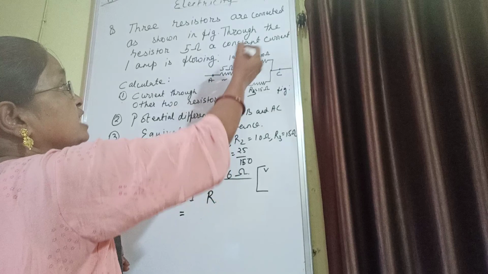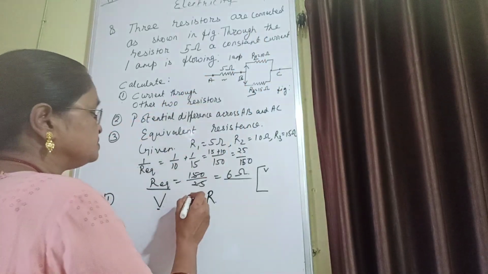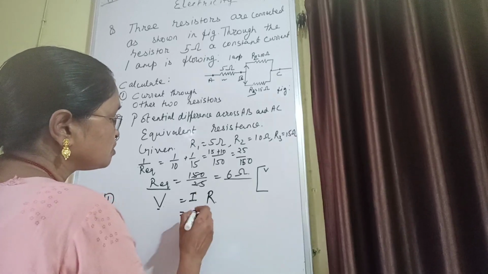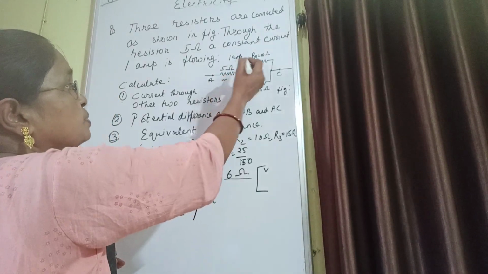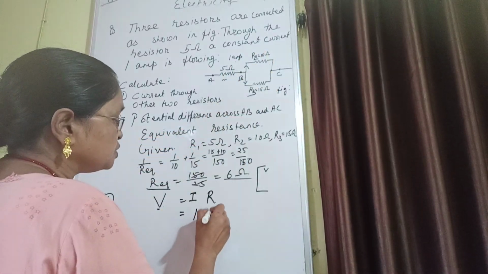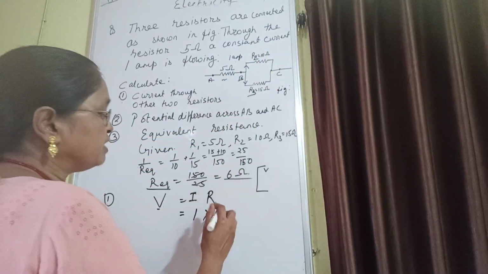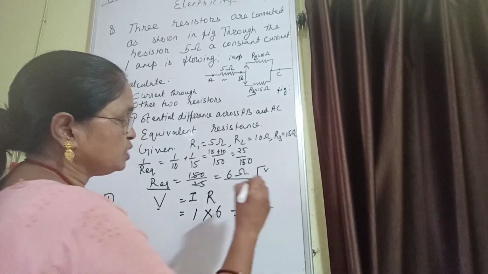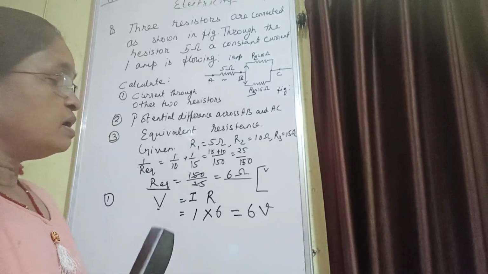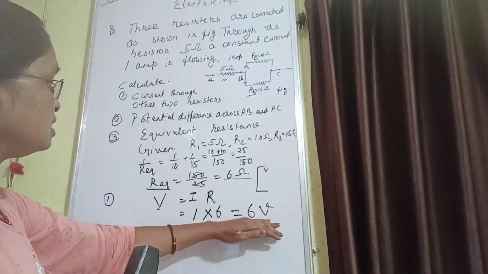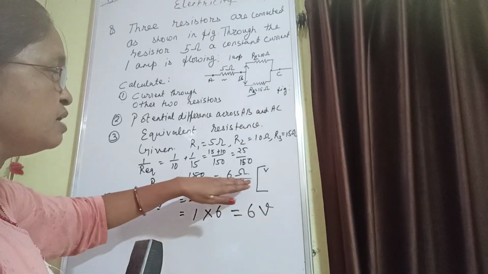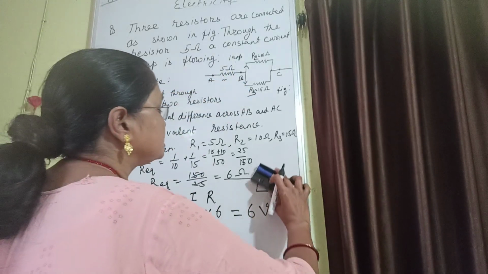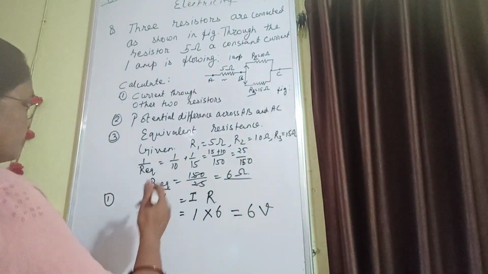This current I is only dividing into these two, so we can write it as 1 ampere, dividing into R2 and R3. We have the equivalent resistance 6 ohm, so we will get 6 volt. We have the potential difference, the equivalent resistance, and the individual resistances given, so let us find the current.